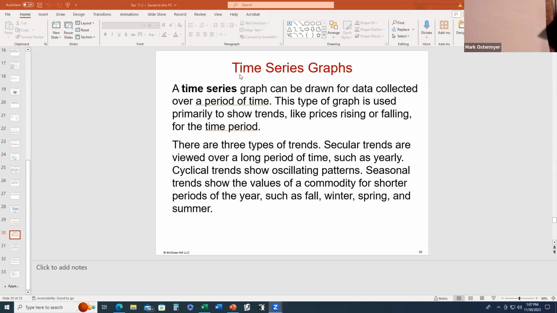Time has to be one of your axes for a time series plot or a time series graph. The nice thing about a time series plot or graph is that it can show you very quickly any trends that exist in your data. And where would a time series graph be very useful out there in the real world, in the business world, ladies and gentlemen? Can anybody think of a classic example where a time series plot would be very useful in, let's say, the business sector out there?